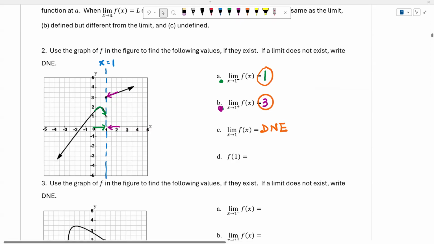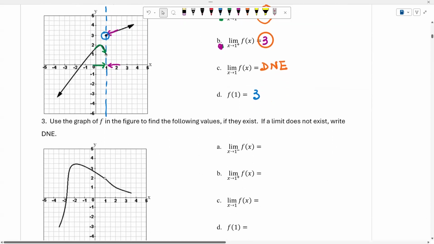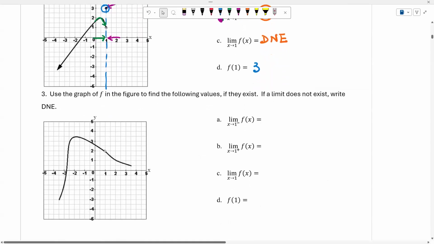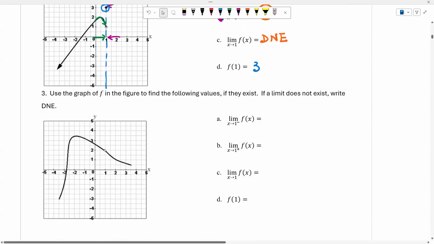Now, the last one, what is f of 1? You will see that f of 1 is equal to 3, because you have a solid dot right there. Now, I would like you to pause the video and try to see if you can figure out number 3.